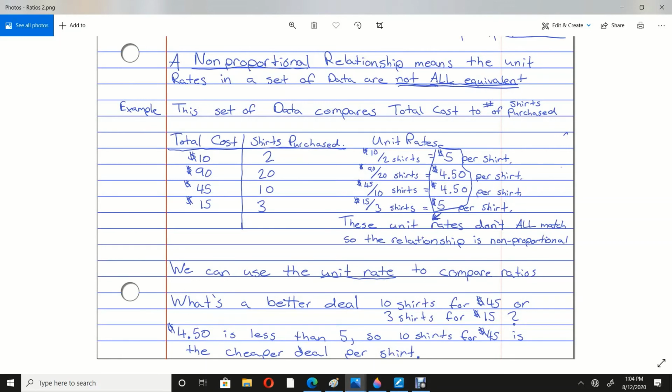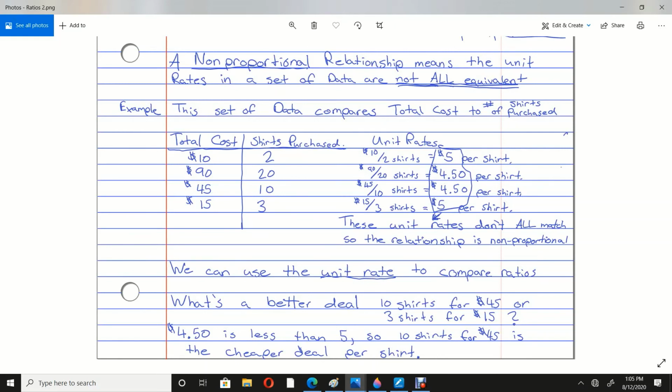Because even if some of the sets of data in your table or whatever are equivalent, it doesn't matter if they're not all equivalent. They all need to be equivalent for it to be a proportional relationship. So if they're not all equivalent, then we have a non-proportional relationship.